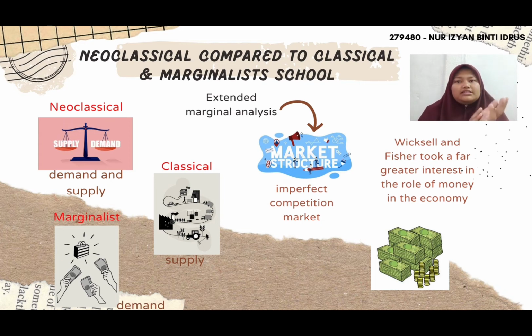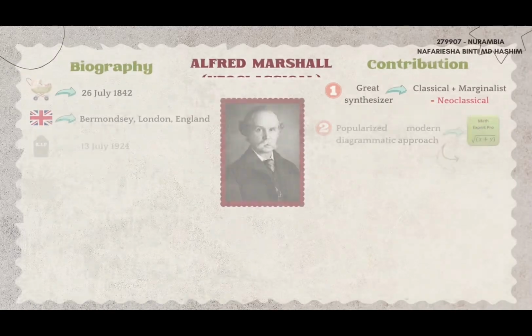Neoclassical economists extend marginal analysis to market structures other than pure competition, pure monopoly, and duopoly. It's an imperfect competition market.